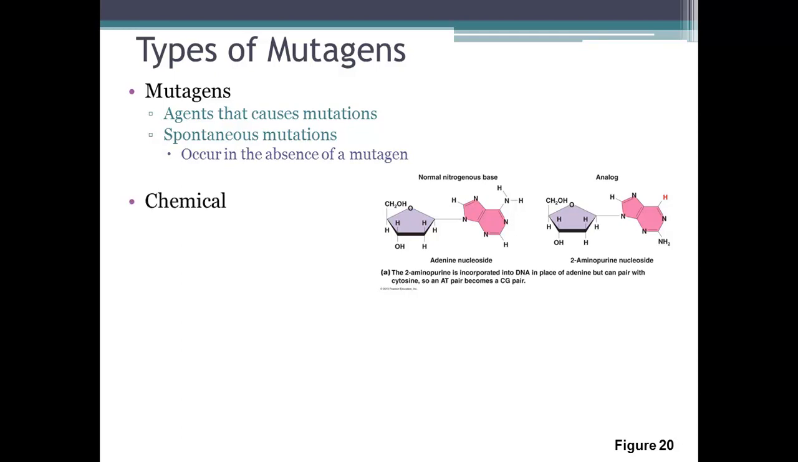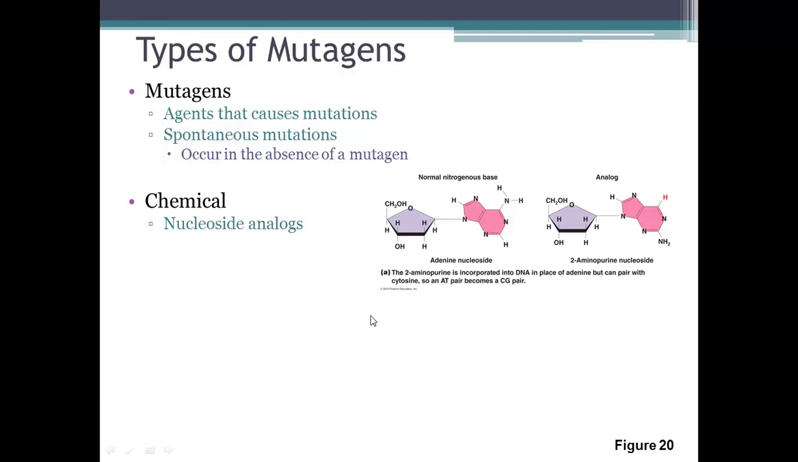Chemical mutagens are nucleoside analogs. Nucleoside analogs are compounds that are similar to one of the four DNA bases but have different pairing properties. Let's take a look at, for example, 5-bromouracil. 5-bromouracil is the analog of thymine, but it sometimes pairs with cytosine. So thymine is going to pair with cytosine, and we know that's not correct. So T does not pair with C.